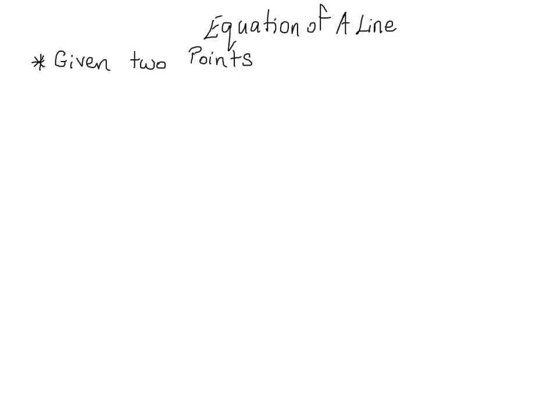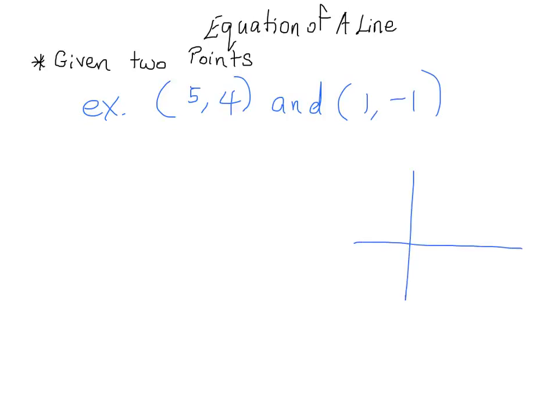Okay, great. So how about when we don't have our slope given? Well, if we have two points, we can figure out a slope. So let's do that. In this example, we're going to be given two points. One is (5, 4), and the other point, let's say, is (1, -1). Let's just take a quick look at what that would look like.